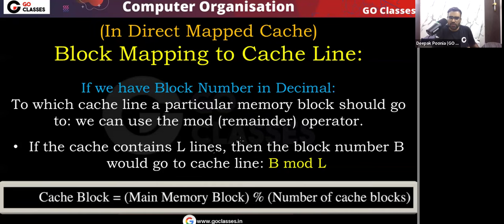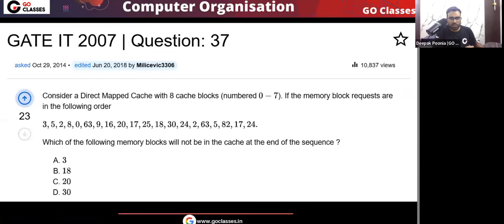What we will do? We will use the remainder operator. Basically, the block number in decimal, the block number mod the number of lines. This will give me the cache line to which this block will map to. So very simple. Here the cache block means cache line. So the line number I can easily find by this formula, the block number mod number of cache lines. This will give me the line number to which this main memory block will map to.